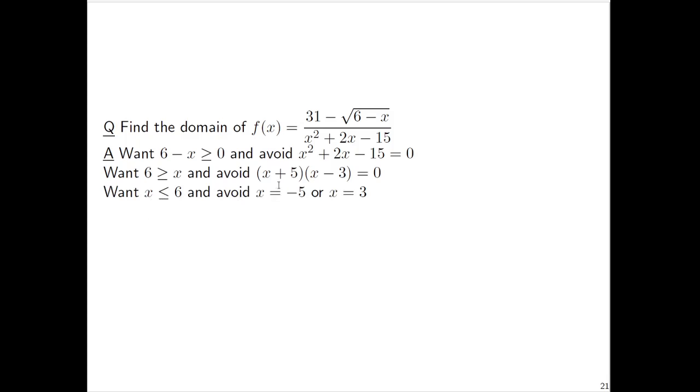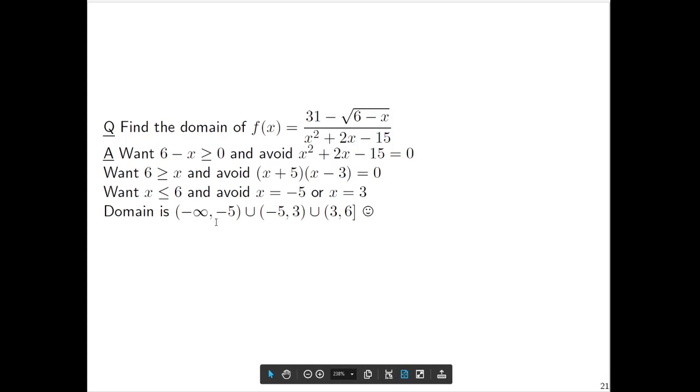And then over here, after applying the zero product property and so on, we'll get these two solutions, x equals -5, x equals 3. So those two values of x, namely -5 as well as +3, those are numbers that need to be avoided as inputs. Those cause problems as the input. But also, due to the radical, we need to make sure that the input is less than or equal to +6.